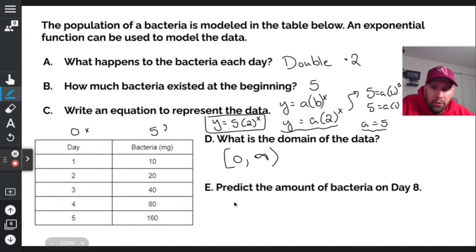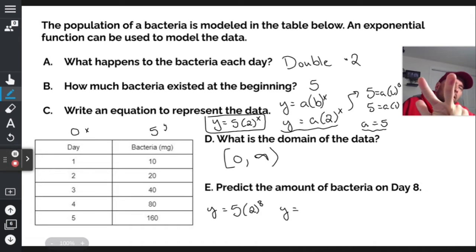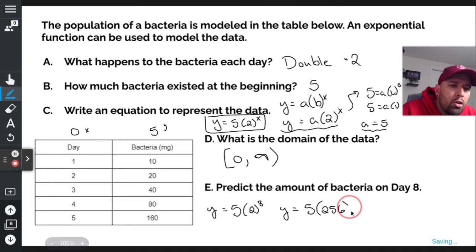Another fun-filled math equation for me. So I have y equals 5 times 2 to the 8th. You ready? Some of you might know what 2 to the 8th is. I think it's 256. We'll get there. I'm not sure. 2, 4, 8, 16, 32, 64, 128, 256. So 256. 5 times 256. Don't know what that is.